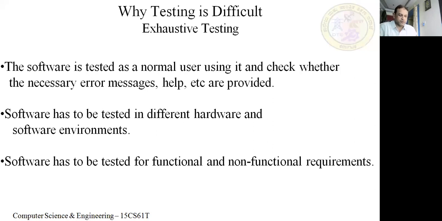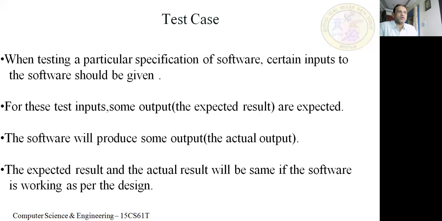Why testing is difficult, that is what you have seen so far. Now we're going to discuss what we mean by a test case, and the other related terms. When testing a particular specification of software, certain inputs to the software should be given. As I told you, for example, in the triangle program, only integers can be one test case, only floating point as one test case, correct values as one test case, wrong values as one test case. So the different types of values we give, we call that a test case.